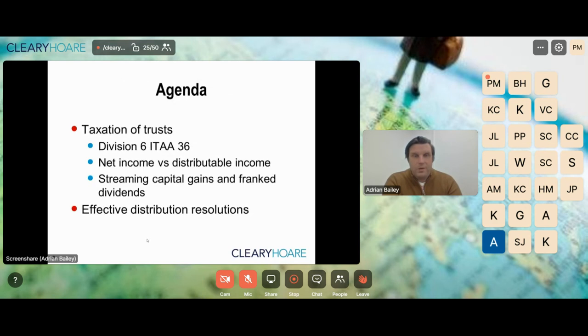But today, as I mentioned, we're going to have a look at the taxation of trusts and work through the relevant provisions of Division 6. So we are actually going to look through the sections so we can see why trusts are taxed the way that they are, and why some of the issues that you come across in practice arise. Have a look at the difference between net income and distributable income. Distributable income you may also know as trust law income, but have a look at what the difference between those is and why there is a difference. And as I mentioned, making sure that we can stream capital gains and franked dividends effectively, as well as our resolutions overall.